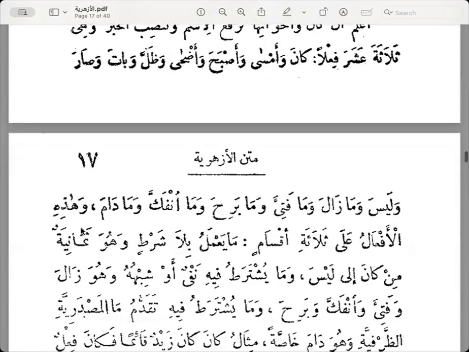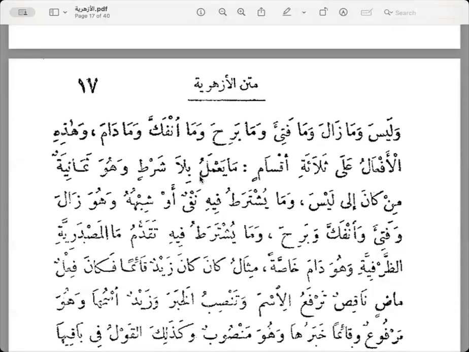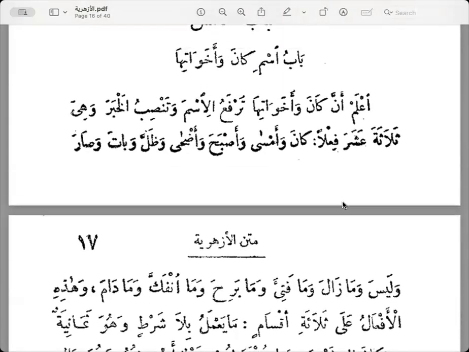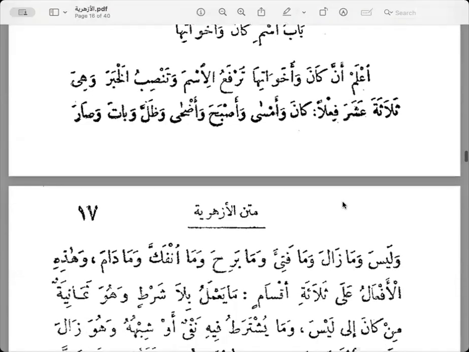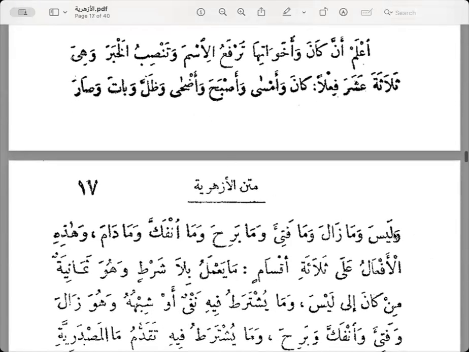Okay, so he says, وهذه الأفعال على ثلاثة أقسام ما يعمل بلا شرط وهو ثمانية من كان إلى ليس. So they work without condition, right? So it's not really true, but basically true. So كان, also كان يكون كن is متصرف as well, right? أمسى أصبح يصبح, you can kind of do what you want. ليس is not متصرف, so you can't say يليس, right? That doesn't make any sense. So when you say no شرط at all, you can't.